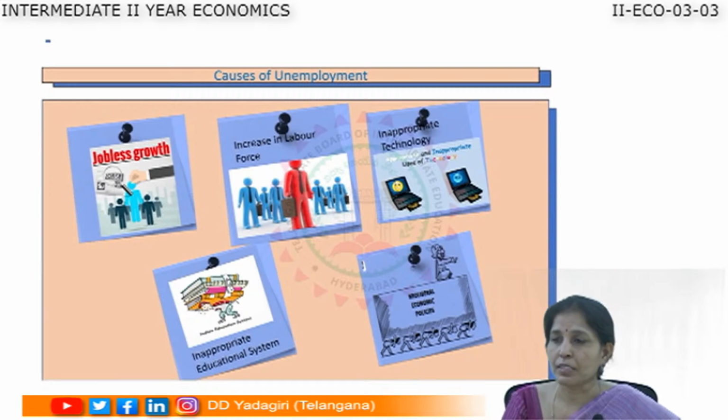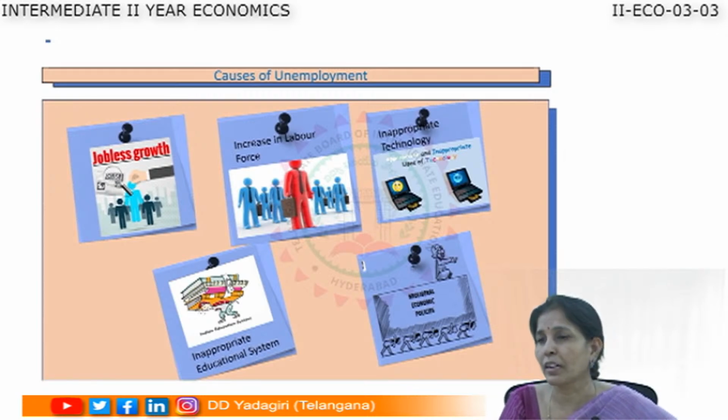And during the off-season time, because this activity depends mainly on the monsoons, most of the farmers remain idle. This is disguised unemployment, where more people are working than required. Then we have seen frictional, cyclical, technological, and different kinds of unemployment.